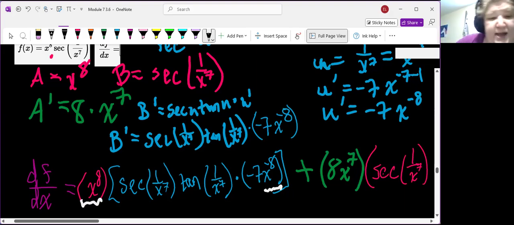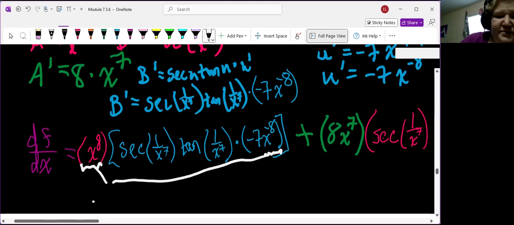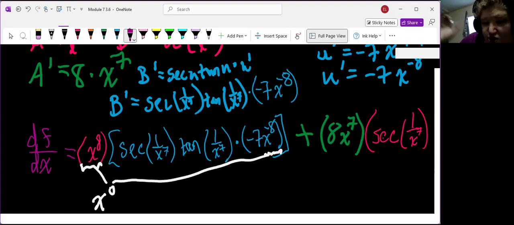The x to the negative 8th and the x to the positive 8th are all part of a big product, so we could group them together and multiply side by side, and the exponents would add. So x to the 8th times x to the negative 8th becomes x to the 8 plus negative 8, which is x to the 0, which equals 1.